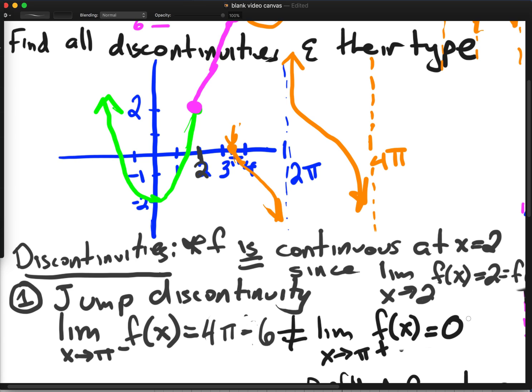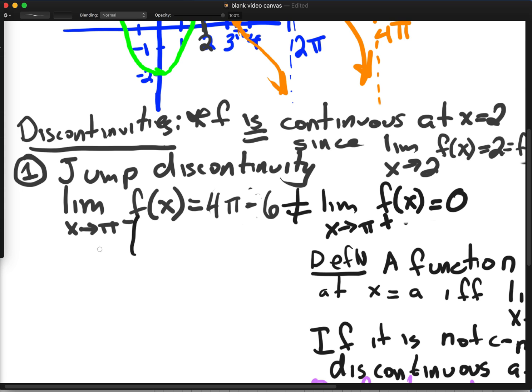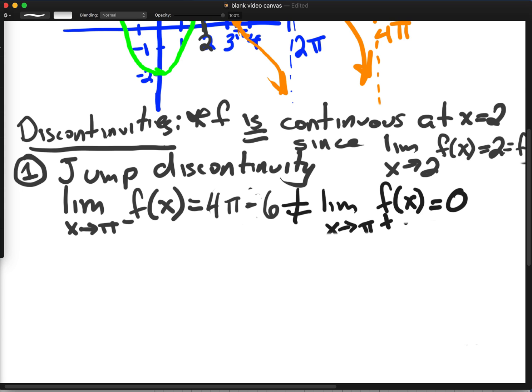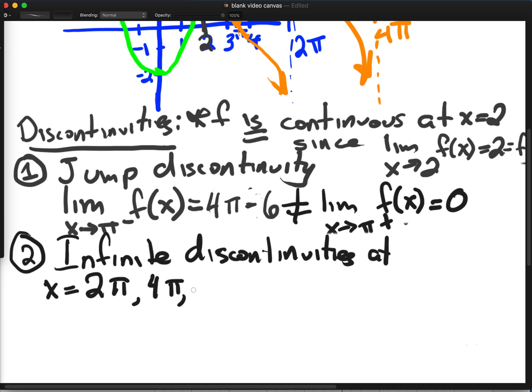All right, now the next one is easy to see, but not as easy to write down. So let's do that. Because how many infinite discontinuities do I have? Infinitely many, right? So I have infinitely many infinite discontinuities. How in the world am I going to write that down? Let's say I have infinite discontinuities at x equals 2 pi, right? 4 pi, 6 pi, comma, dot, dot, dot.